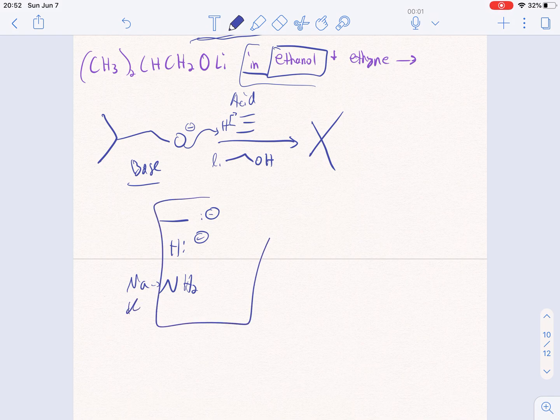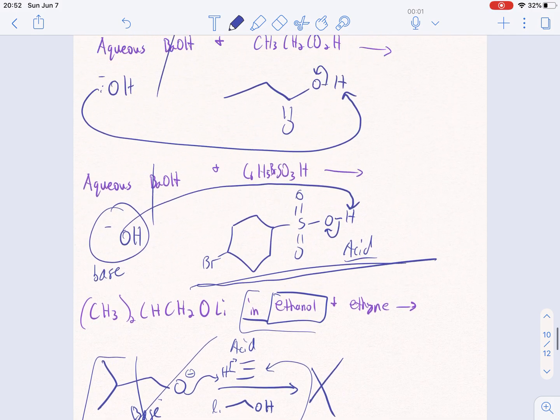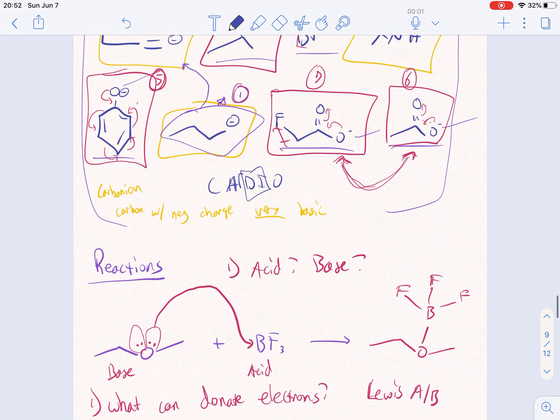These are strong enough to pull off a hydrogen on a terminal alkyne, is what it's called. Nothing else is strong enough. If you see this question on the exam, this is not strong enough. It is not going to work. So these are just some good examples for acid-base reactions. I hope that made sense.